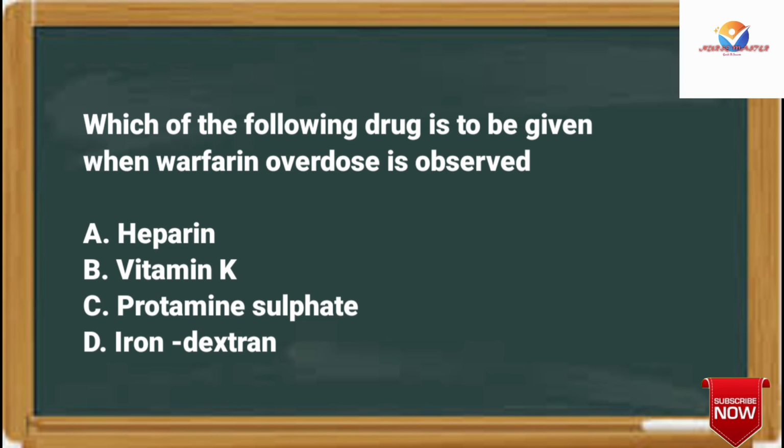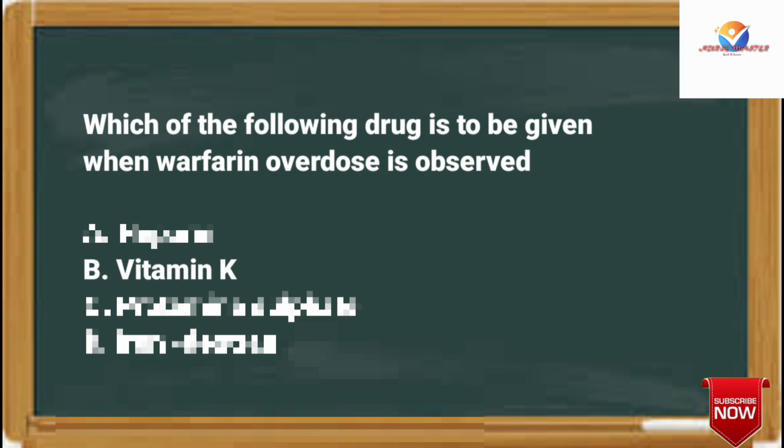Which of the following drugs is to be given when warfarin overdose is observed? Option A, heparin. Option B, vitamin K. Option C, protamine sulfate. Option D, iron dextran. The correct answer is option B, vitamin K.